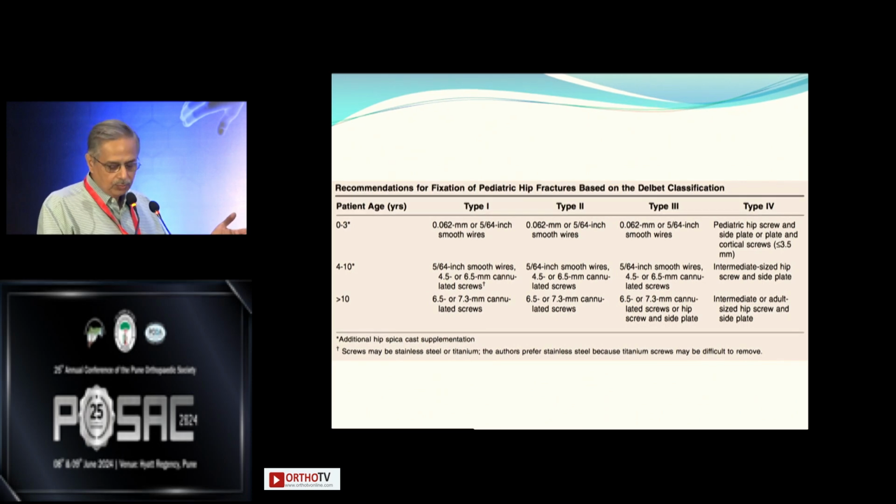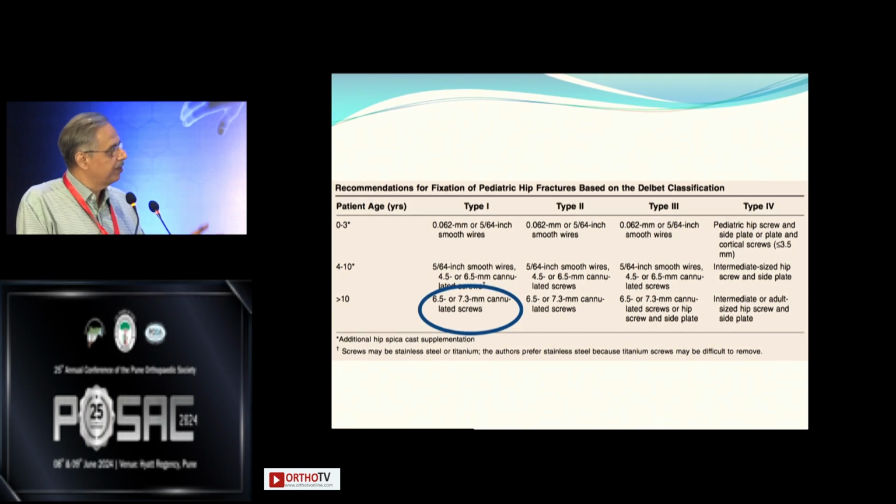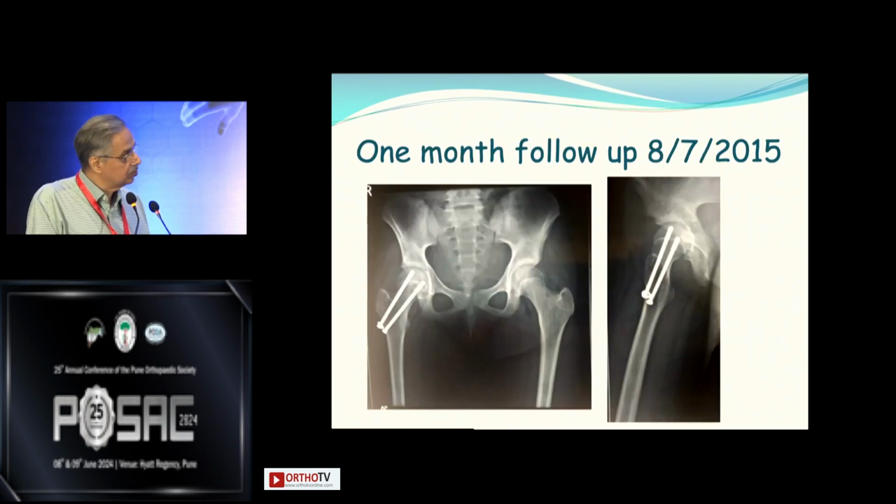So this is the method of fixation. It depends upon the age of the child as well as the type of fracture. In our situation, 6.5, 7.3 mm screws were used, depending upon the size of the hip. This was done in 2015.